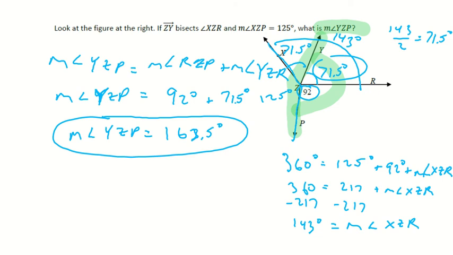Hopefully these two examples will help you understand the concept of an angle bisector and how to solve a problem using that geometric fact.